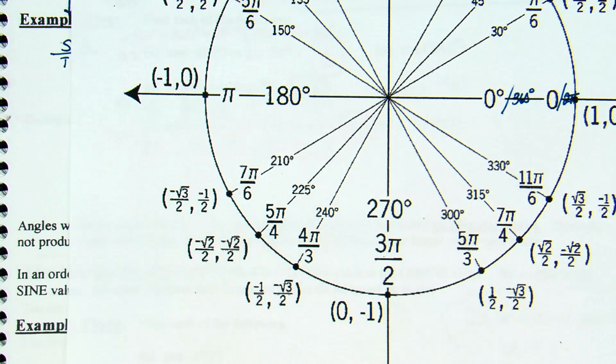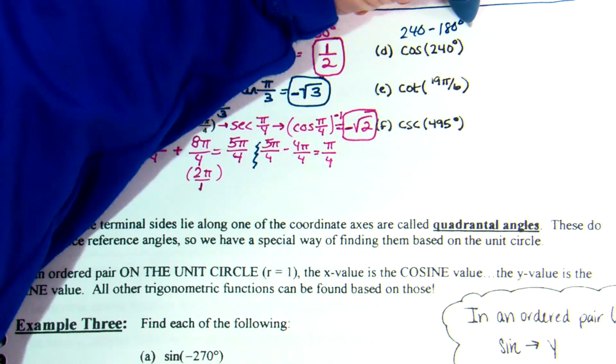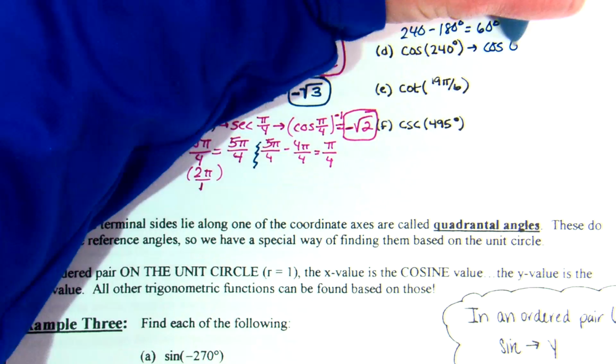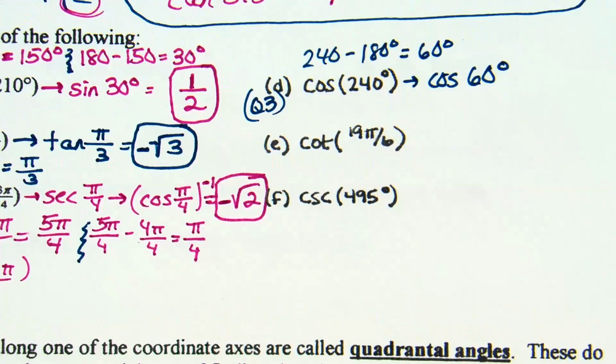So if 240 is closest to 180, how do I find the reference angle to get me started? We're going to subtract. We're going to do 240 minus 180, and I'm going to get 60 degrees. So that means we are now thinking about cosine of 60 degrees. And then we know it's in quadrant 3. I will zoom in here some because I'm kind of far out and it's hard to see.